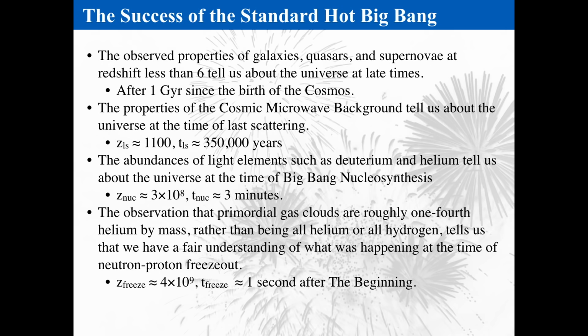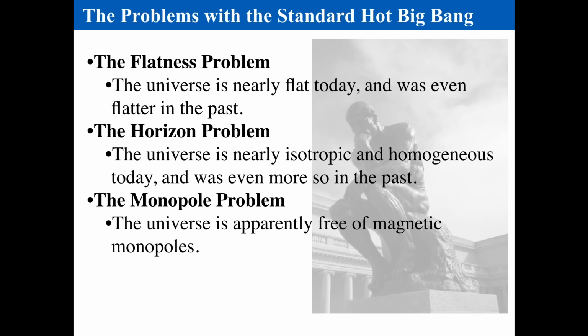But that amazing triumph has some problems, and there are 3 problems that occur with the standard hot Big Bang model. The first is called the flatness problem, and it can be stated that the universe is nearly flat today and therefore must have been even flatter in the past, because gravity works. And since gravity works, it deflattens things. The Earth is kind of lumpy, galaxies are lumpy, galaxy clusters are lumpy. So we're looking at the largest size scales, and on the largest size scales, it's pretty flat. Lumps do not extend to the entire cosmos. So the universe is nearly flat today on the largest size scales, and even flatter in the past.